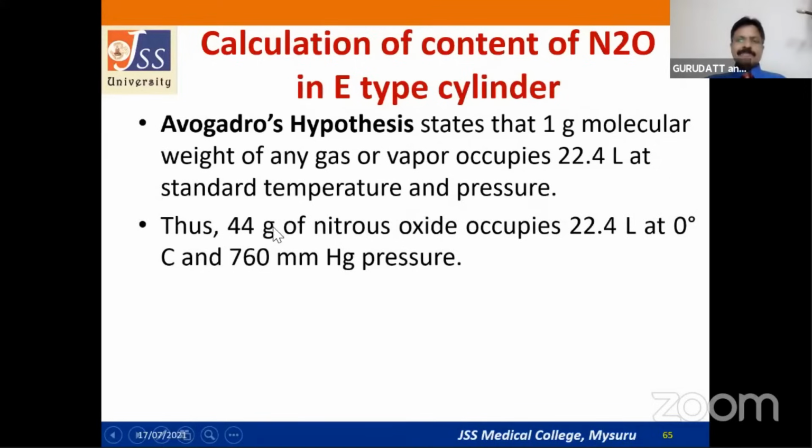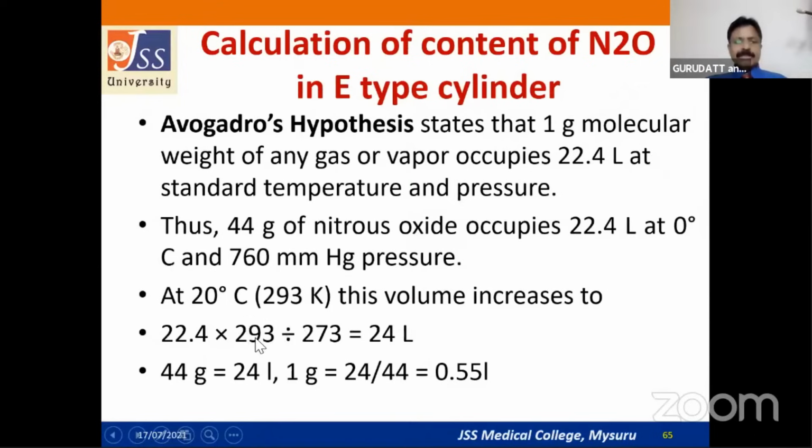Now the molecular weight of nitrous oxide, N2O: nitrogen is 14, 14 into 2 is 28, oxygen is 16. So 44 is the molecular weight of nitrous oxide. When this molecular weight is expressed in grams, it is called the gram molecular weight. So 44 grams of nitrous oxide, with Avogadro's hypothesis, should give 22.4 liters at 0 degrees centigrade or 273 kelvins. If we convert this to room temperature of 293 kelvins, the same 44 grams will yield about 24 liters. So 1 gram at 20 degrees will give you about 0.55 liters.